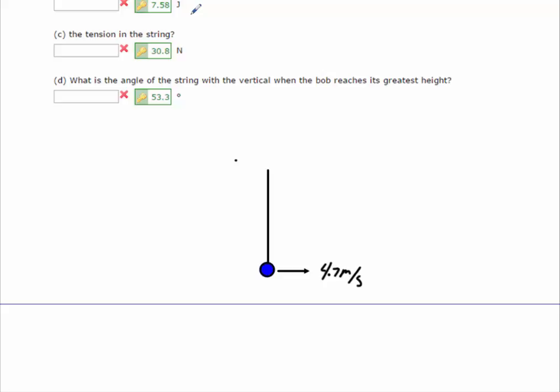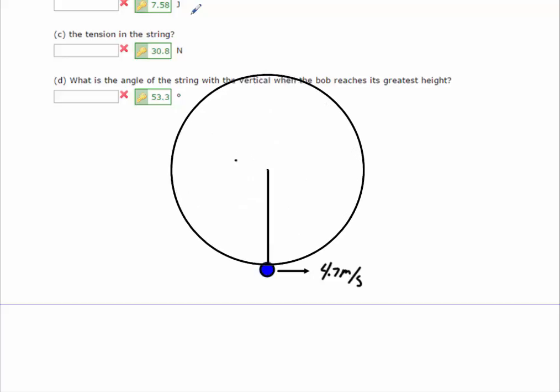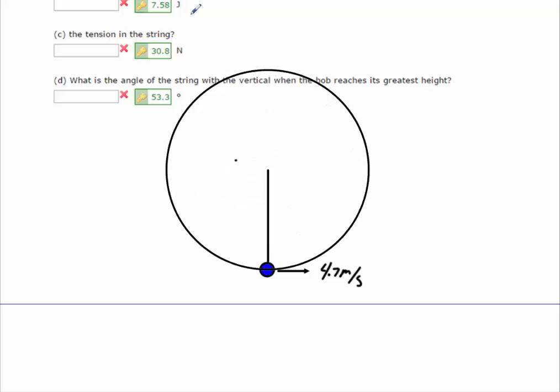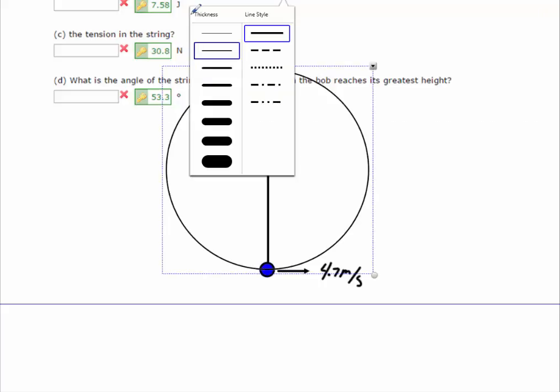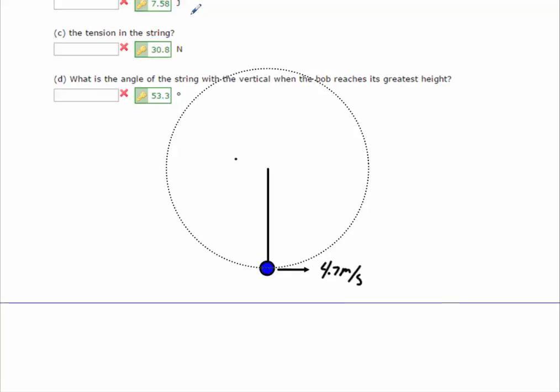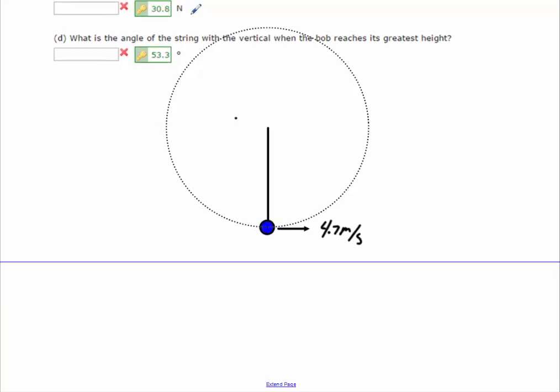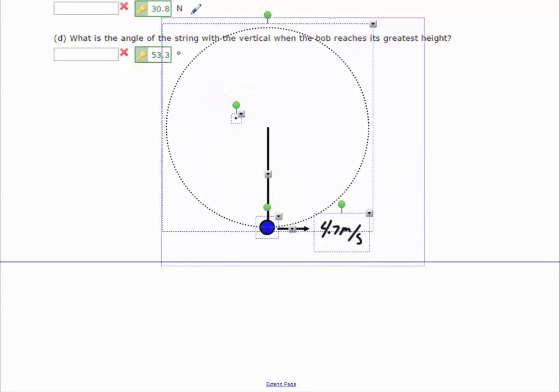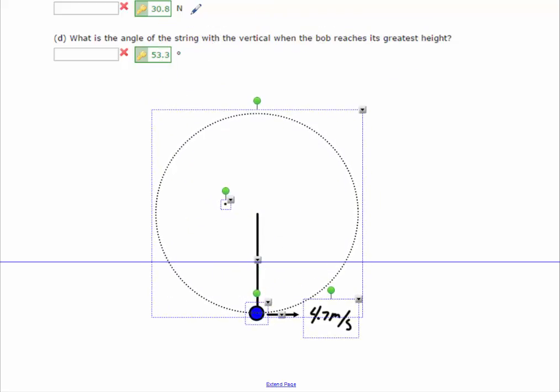Now this bob is going to swing up, so I'm going to try to draw a rough arc here like this. And I'll color that, make it thinner and dotted like that. Again, I must move this down so it's not interfering with all the text here. We'll grab this and move it down here. And let's erase this right here.